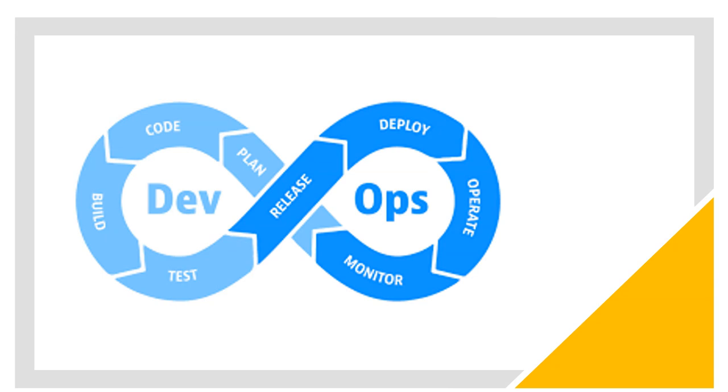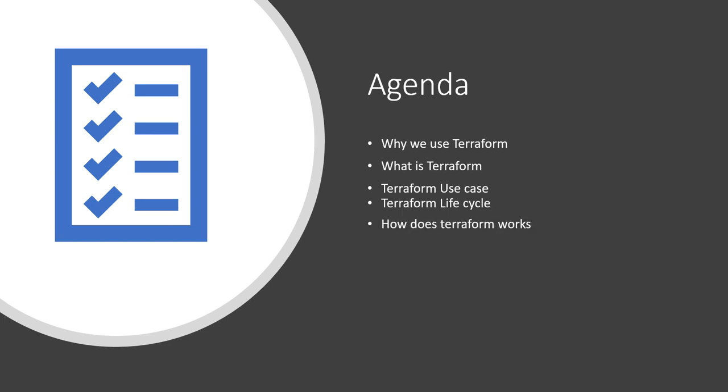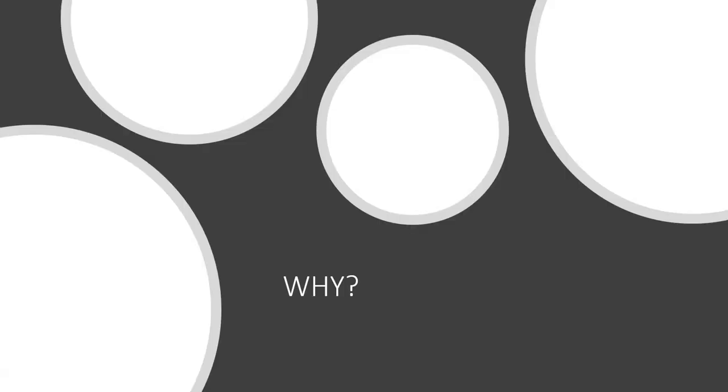As we already know, the goal of DevOps is to perform software delivery more efficiently, and we need some tools to make this delivery quickly. Terraform is a kind of tool that helps the company with infrastructure as code and automation. In this video, let's see the agenda I'm going to cover. I'll be explaining why we use Terraform, what Terraform is and its use case and its life cycle, how Terraform works, and installation. That's it. Let's start with understanding why we should use Terraform.